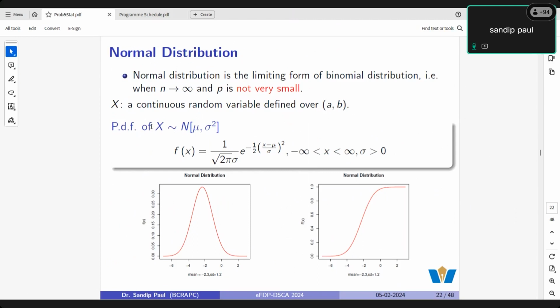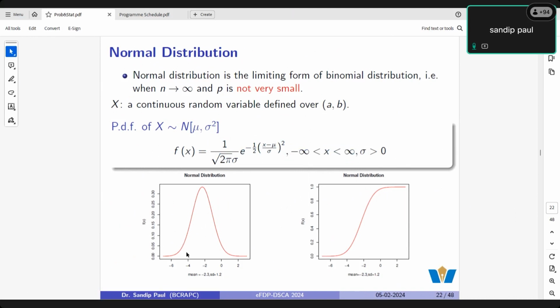Next, its PDF. We denote that x will follow Normal(mu, sigma squared). Mu and sigma are the two parameters, and the PDF is 1 by sigma root 2 pi into e to the power minus half into ((x minus mu) by sigma) whole squared. You can see x ranges from minus infinity to infinity, and sigma is always positive. You have to remember these two things.